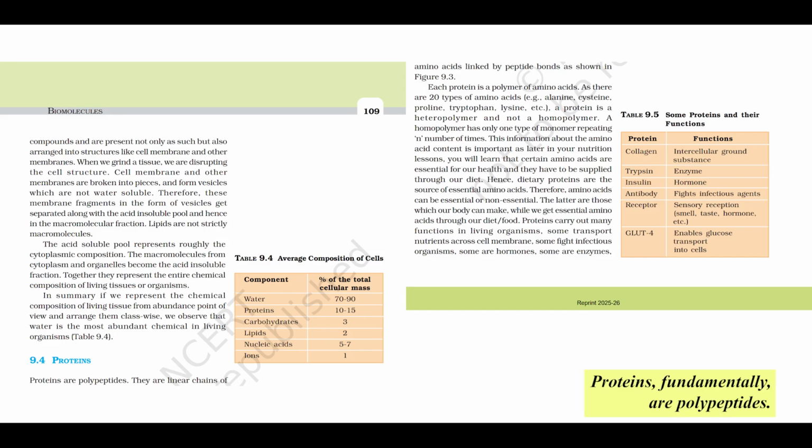Let's start with them. Proteins, fundamentally, are polypeptides. What does that mean? Poly means many. Peptide refers to the bond linking amino acids. So proteins are long, usually linear chains built from individual amino acid units linked one after another by a specific type of chemical bond called a peptide bond.